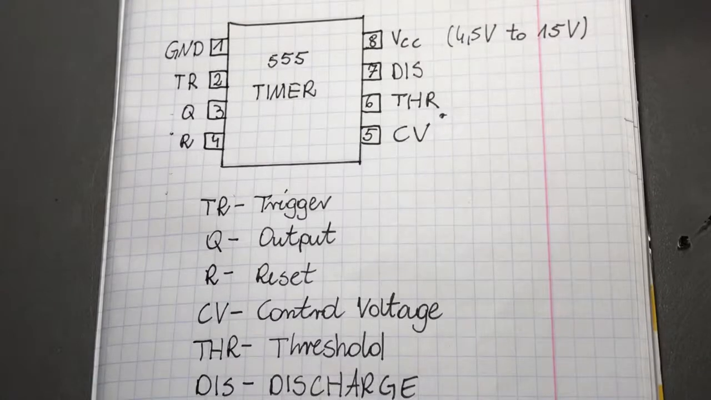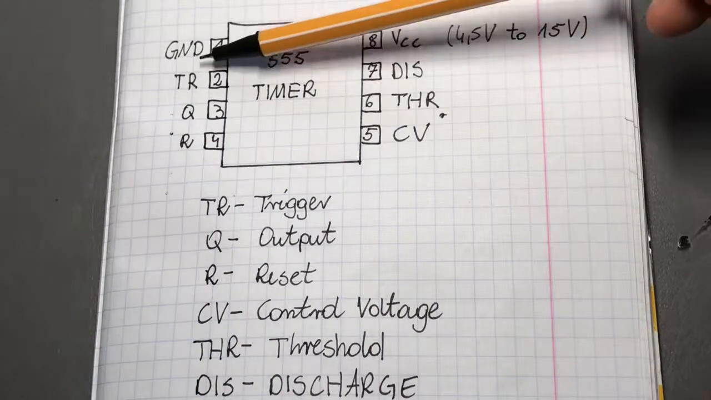Today I want to talk about the 555 timer, which is one of the most popular ICs. It was invented in 1971 and it is very popular up to today.